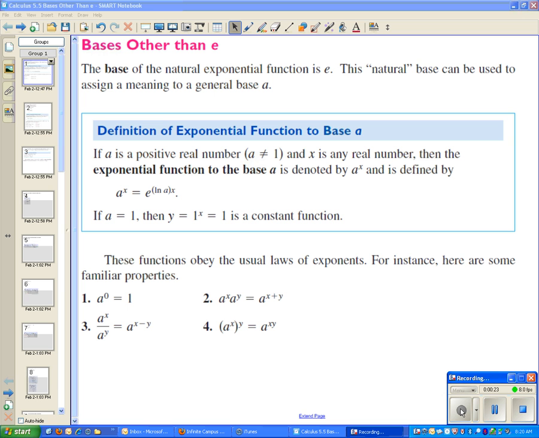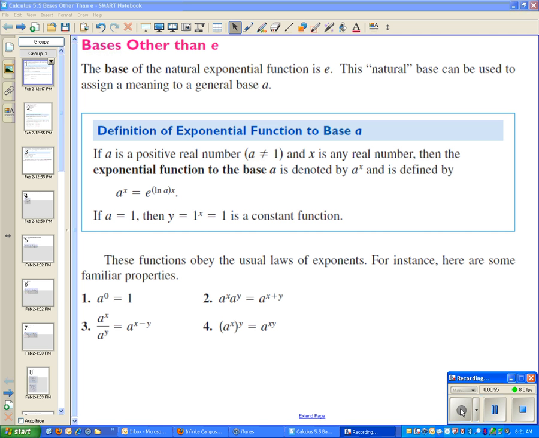So, definition of exponential function to a base a. If a is a positive real number, not equal to 1, and x is any real number, then the exponential function to the base a is denoted by a to the x. Okay, so a number with an exponent that is a variable instead of a constant, and is defined by a to the x equals e to the natural log of a times x.